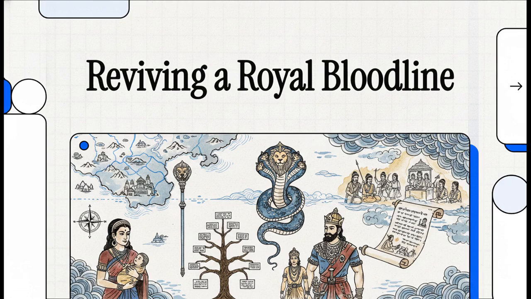It brilliantly illustrates how ancient societies used epic and frankly wild storytelling to explain the very origins of their social rules and geographical borders. We're going to unpack a specific mythic case study about reviving a royal bloodline and what it tells us about power, family drama, and the literal birth of nations.